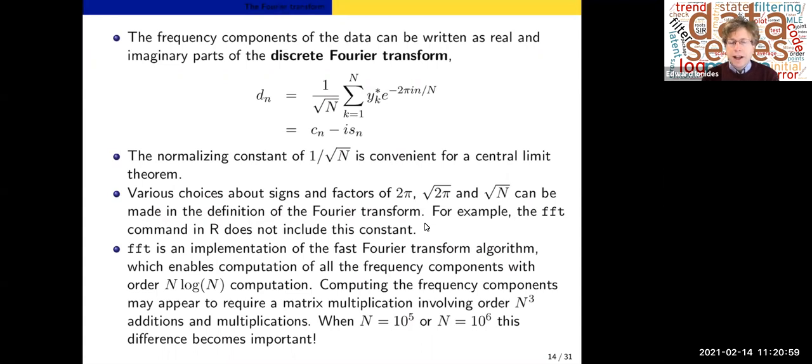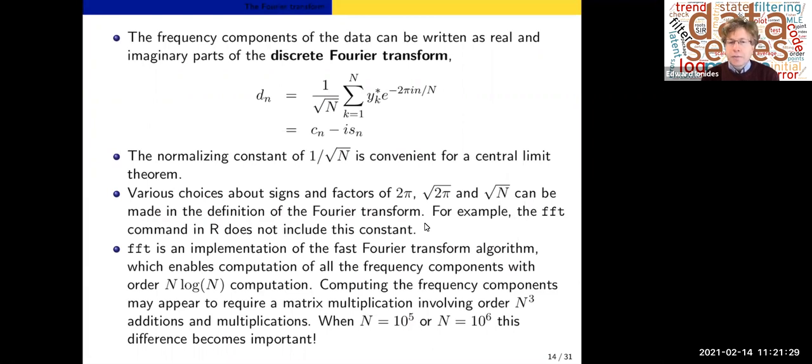This is a really nice algorithm. It enables computation of all the frequency components in order n log n computation. And historically, that's another important reason for using the frequency domain, because particularly when computation was at more of a premium, order n log n is a really surprisingly attractive rate.